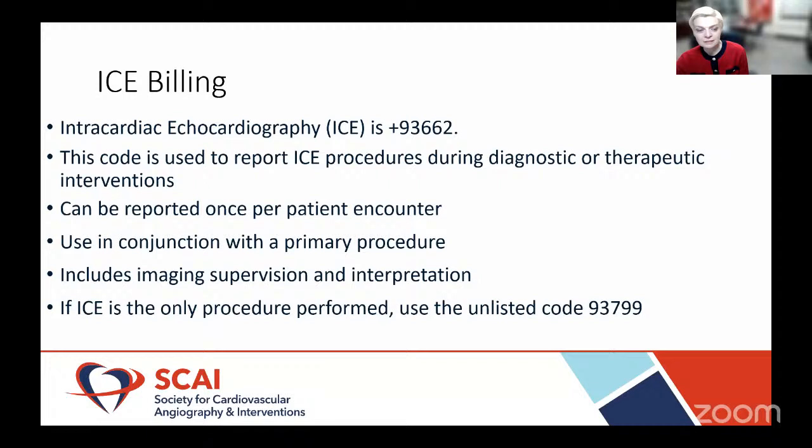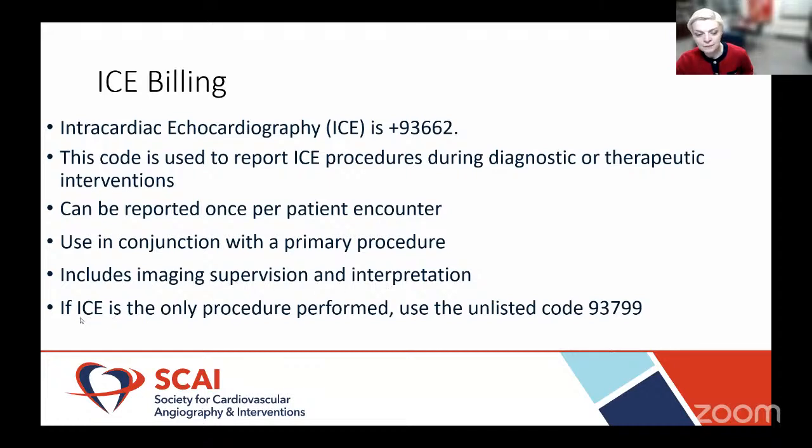For ICE, the intracardiac echo code is 93662. This can be used to report ICE procedures during diagnostic or therapeutic interventions. It can only be reported once per patient encounter. You use it in conjunction with your primary procedure. So if you're doing a melody valve, an ASD closure, whatever you're doing, you can add this to that. It includes the imaging, supervision, and interpretation.